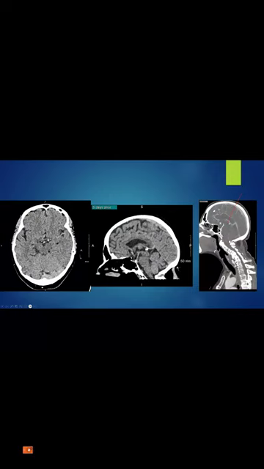There is a prominence of that area. There is something mass-like here. And I did reformats because the reformats we get are thick slabs. I did the thin slab reformat. We have it in the PACS system; some PACS systems are well equipped with this feature basically.